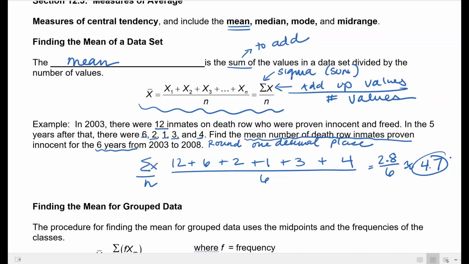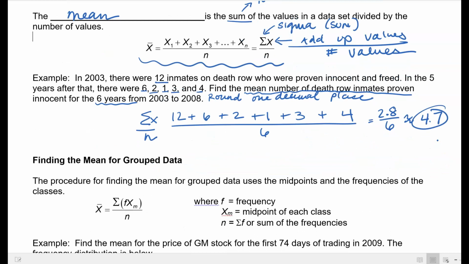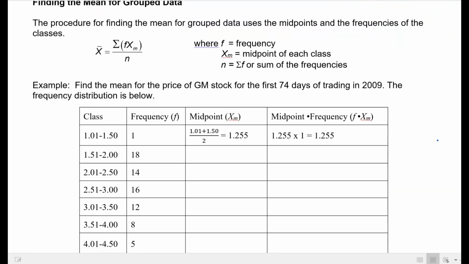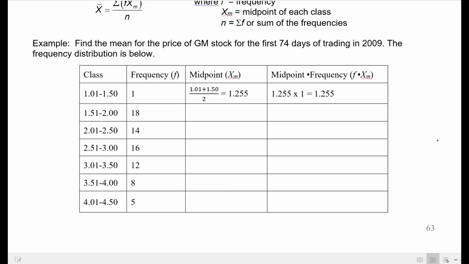We're going to go on to the next one, which is a little bit less straightforward. So what happens if you have grouped data? Let's talk about what grouped data is. We're going to look at this frequency chart down below, and it's asking us to find the mean price of GM stock for the first 74 days of trading.